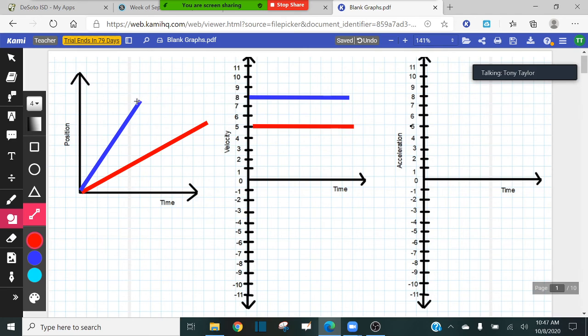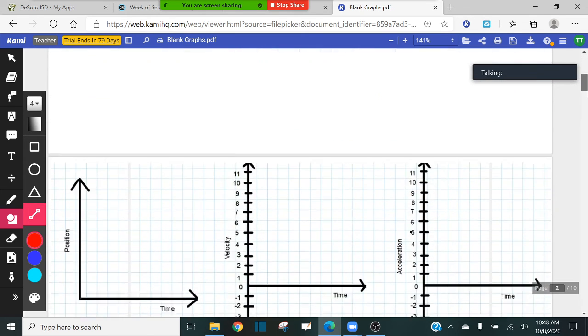So remember, guys, on a position versus time graph, anytime you see straight sloping lines with no curves, that indicates an object that is moving at a constant velocity. So hence, that's why we drew it like this on our velocity versus time graph. The velocity stays constant with time. Okay. Let us look at some more examples.